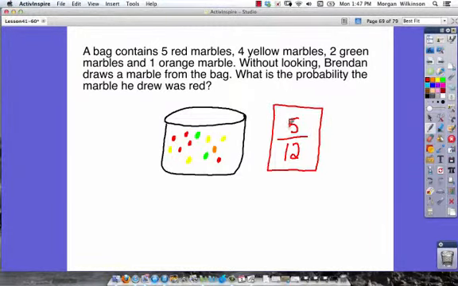We could have also figured this out by saying, well, there's 5 red marbles, so that's the number of ways that would happen. And if we add everything together, 5 plus 4 is 9. 9 plus 2 is 11, and 11 plus 1 is 12. So we get our answer of 5/12.